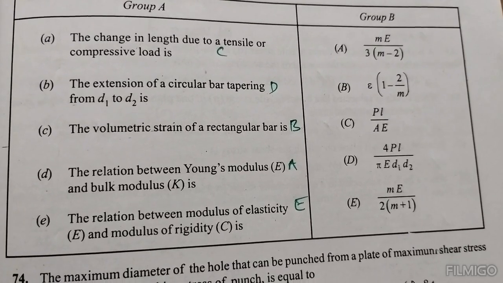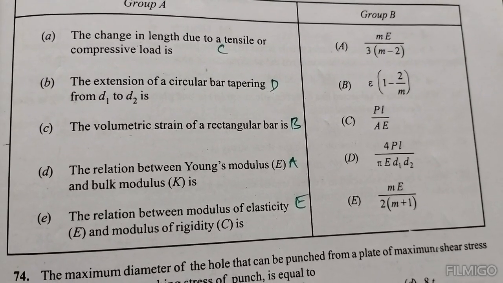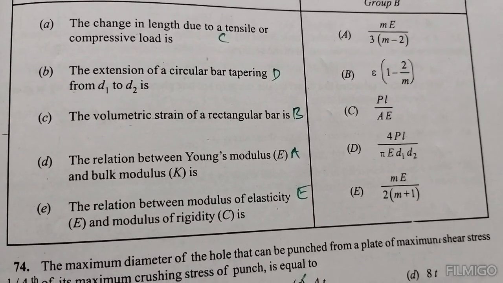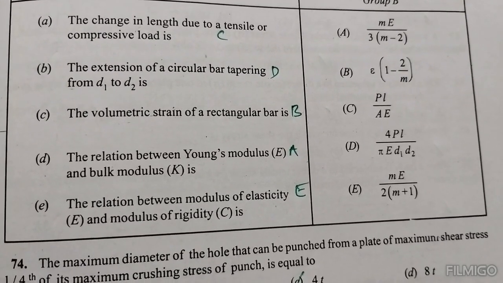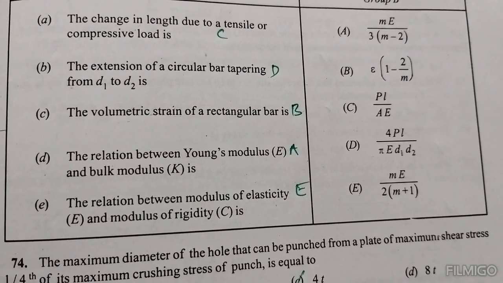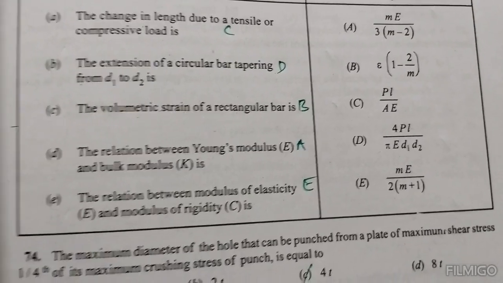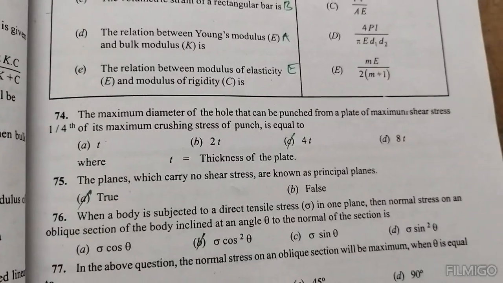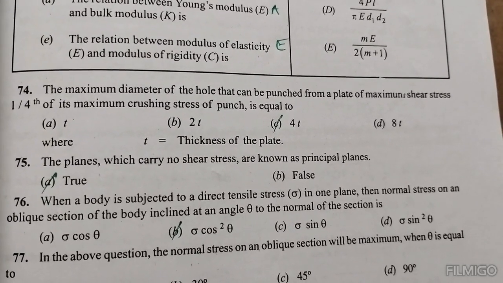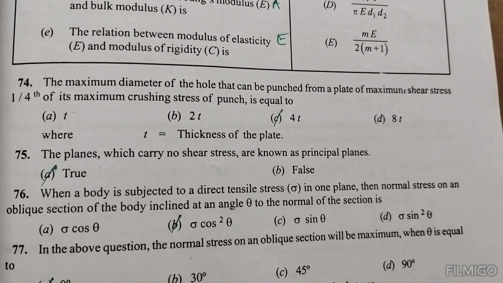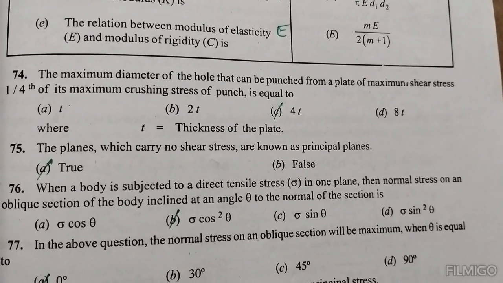The volumetric strain of a rectangular bar is P by BTE of 1 minus 2 by M. The relation between Young's modulus E and bulk modulus K is K equals ME by 3 of M minus 2. The relation between modulus of elasticity and modulus of rigidity is C equals ME by 2 of M plus 1. The maximum diameter of the hole that can be punched from a plate, with maximum shear stress 1 by 4th of the maximum crushing stress of the punch, is equal to 40.